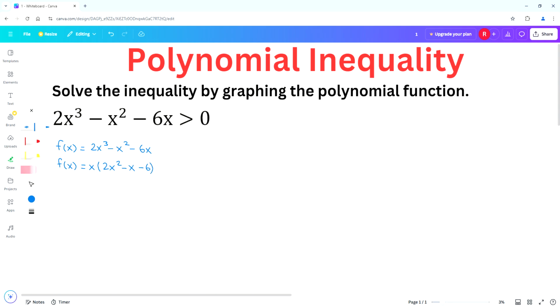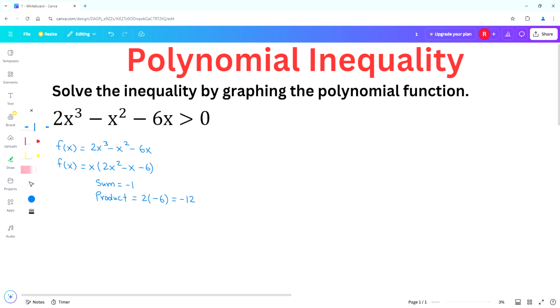Next, we should factor the quadratic expression in the parentheses. This is a complex trinomial, so we can use the decomposition method to factor it. We have to find two numbers whose sum is -1, the coefficient of the x term, and product should be equal to 2 times -6, which is equal to -12. We can find the two numbers by analyzing the product number -12. We have to think of two numbers that multiply to -12.